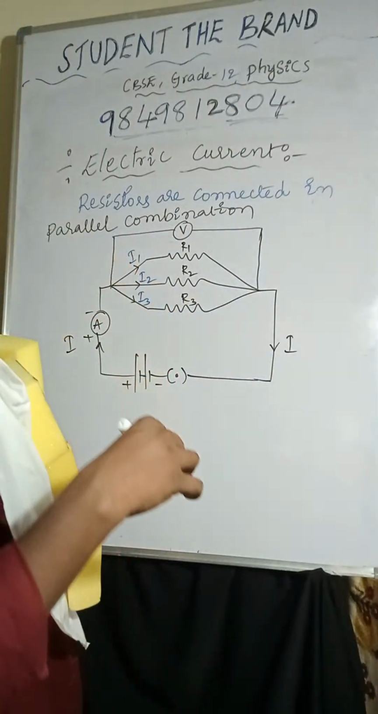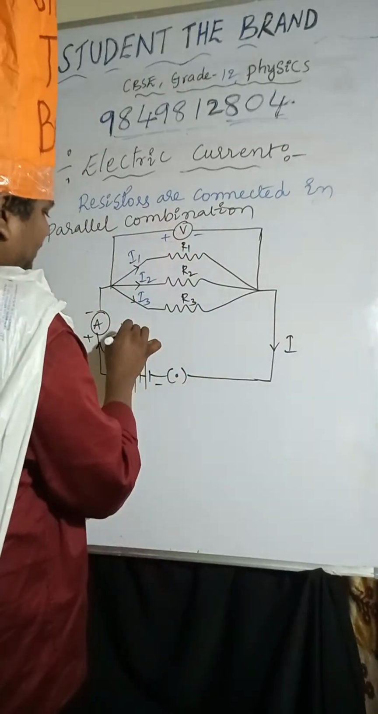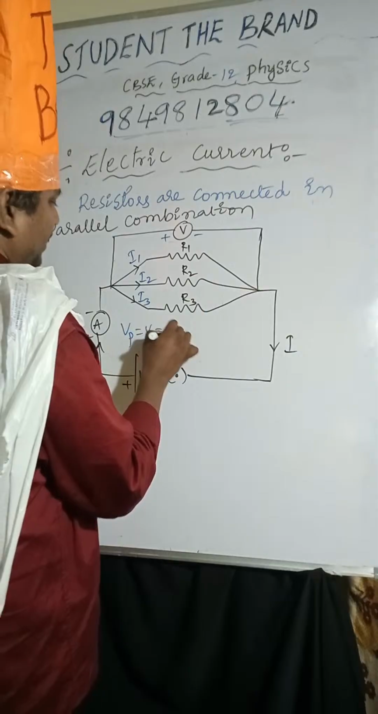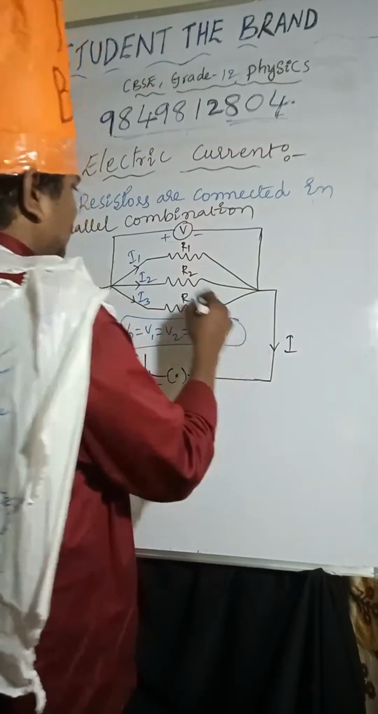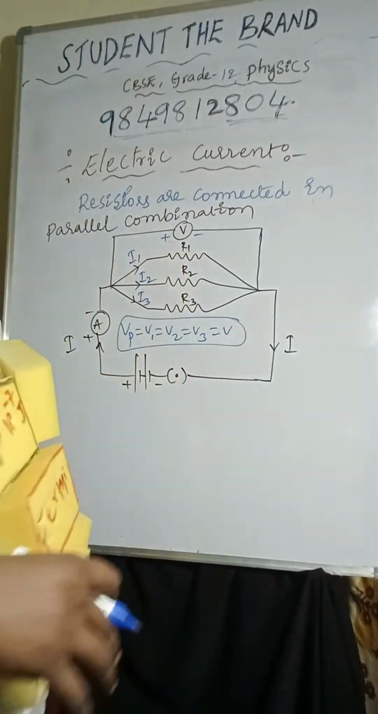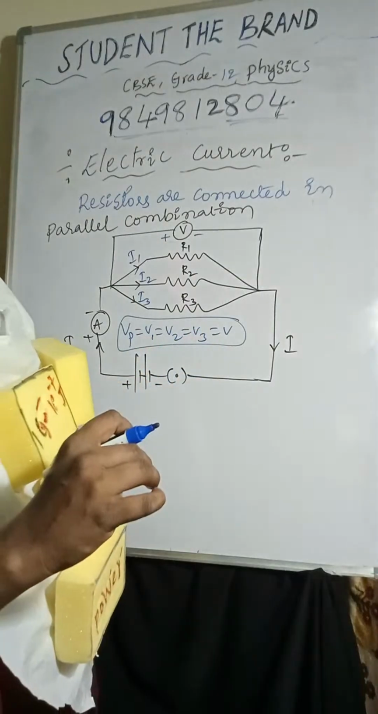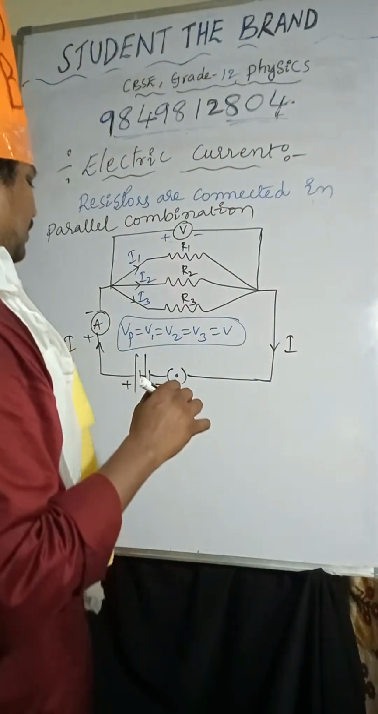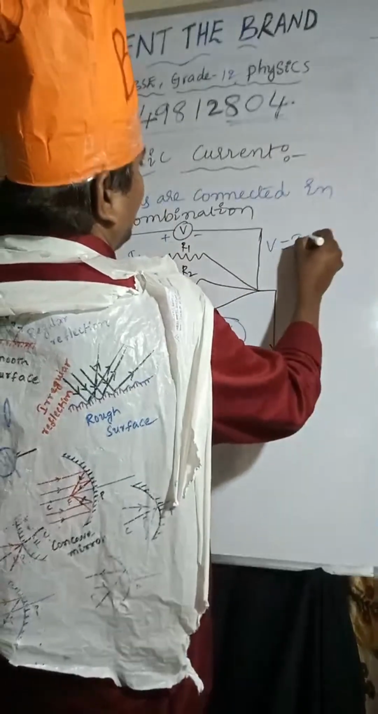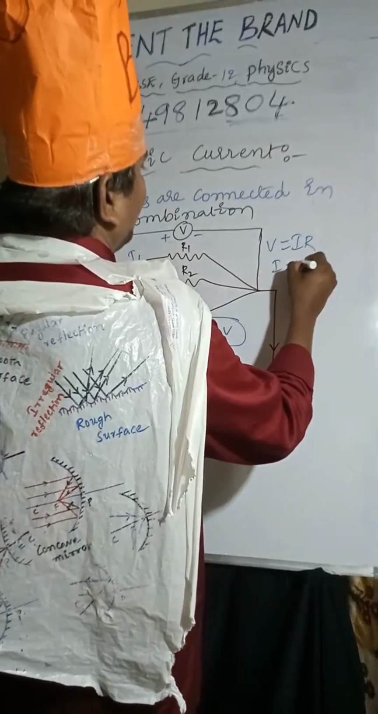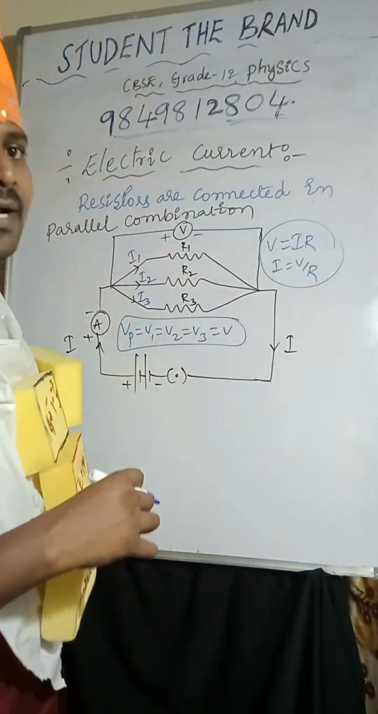So here you can observe potential difference is same. So Vp equal to V1 equal to V2 equal to V3 equal to V, because same potential difference across R1, R2, R3, but current is different. We know from Ohm's law V equal to IR, I equal to V by R.